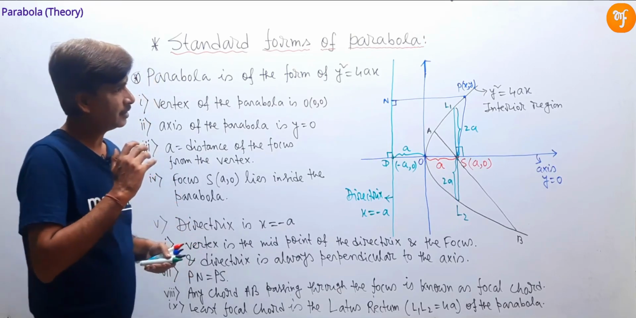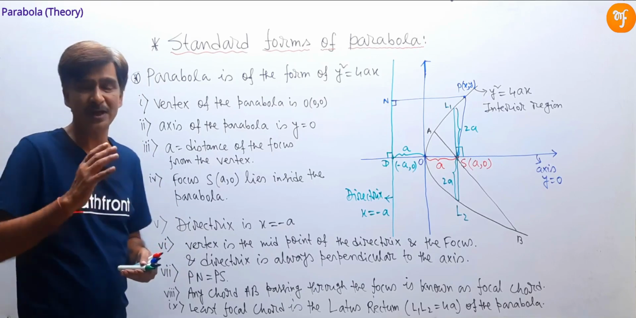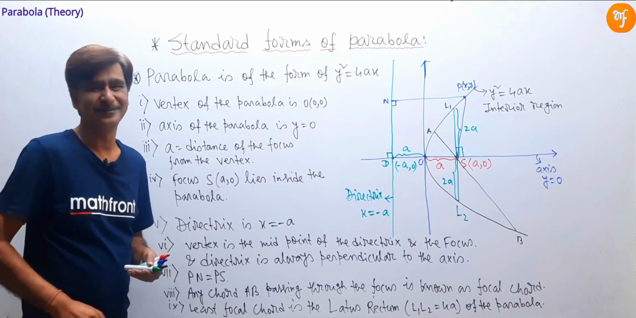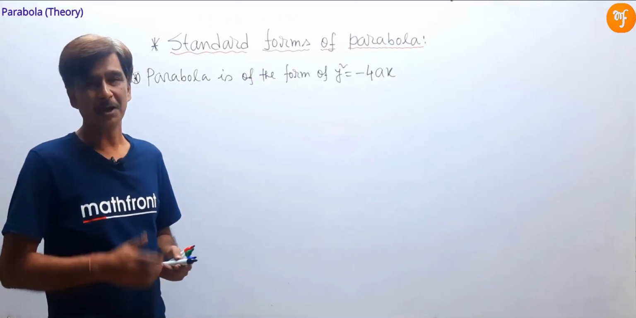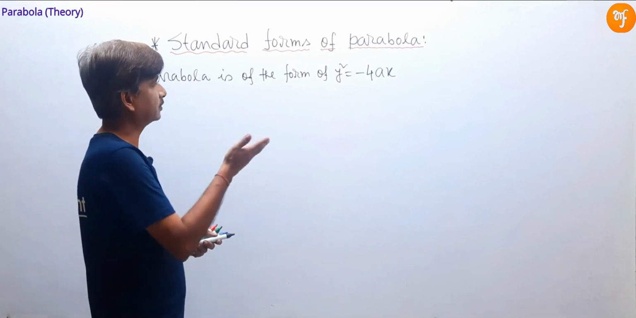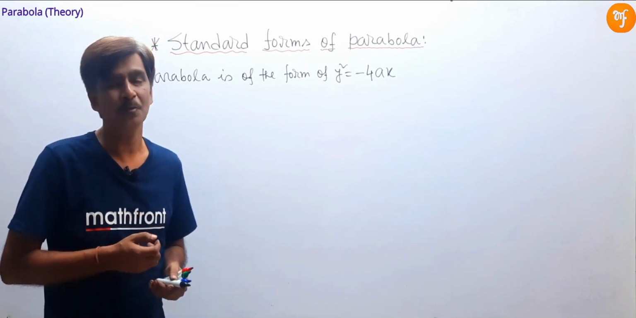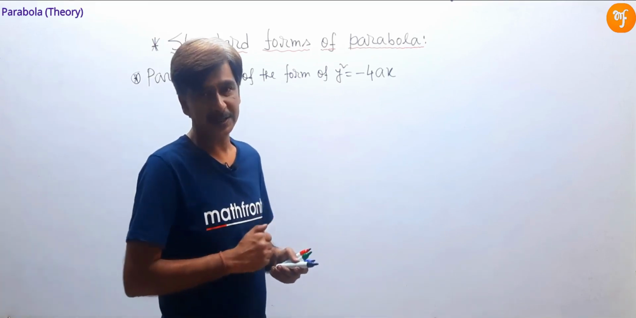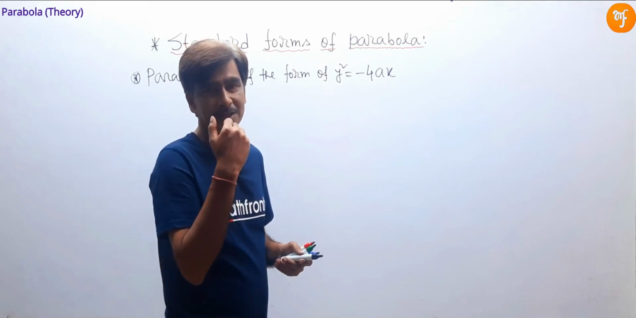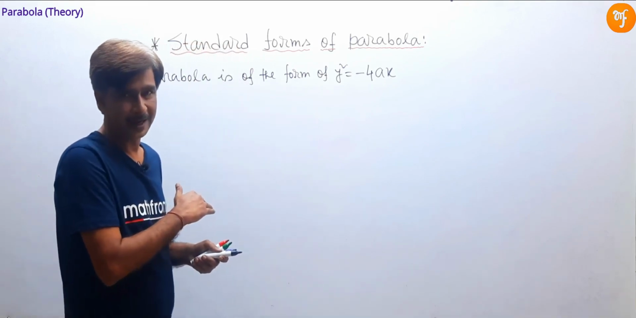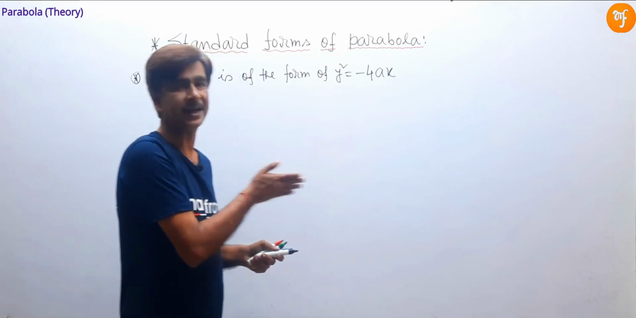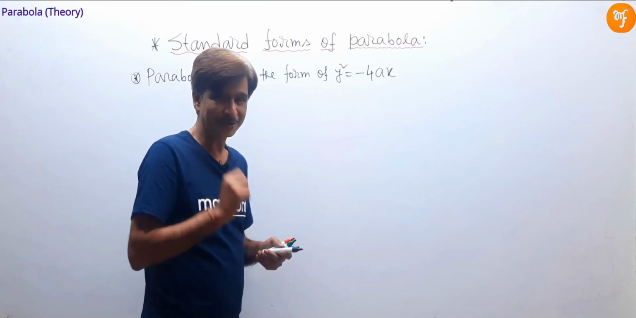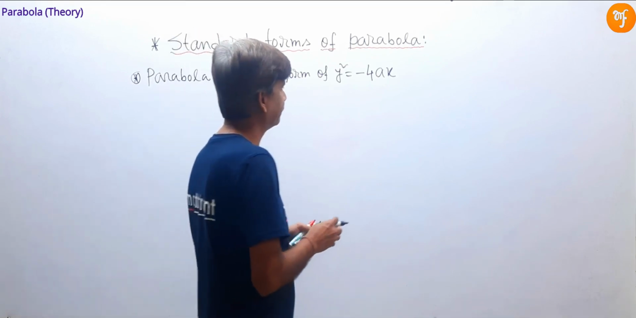Okay, now come to another form of the parabola, that is y square is equal to minus 4ax. Okay, so let's have a look. So friends, now we are discussing another form of the parabola, that is y square is equal to minus 4ax. The parabola y square is equal to minus 4ax is concave at the left hand side and its axis is the negative direction of the x-axis but the vertex is at origin. Okay, so look, I am drawing the diagram.